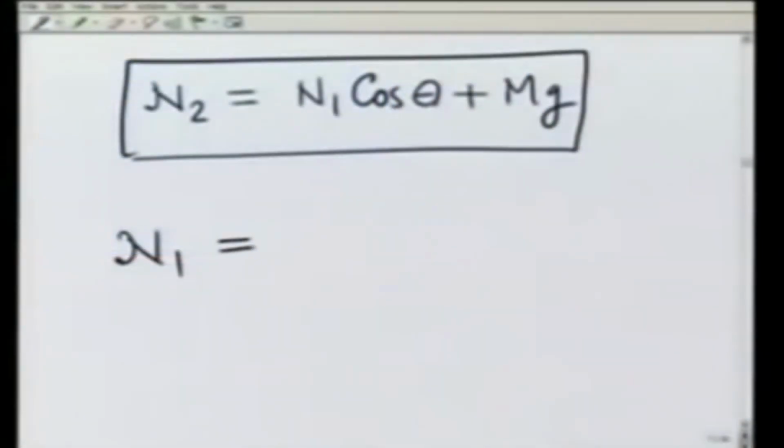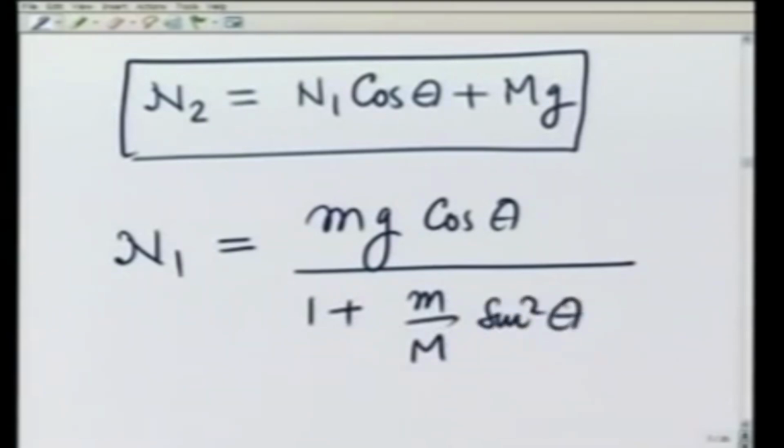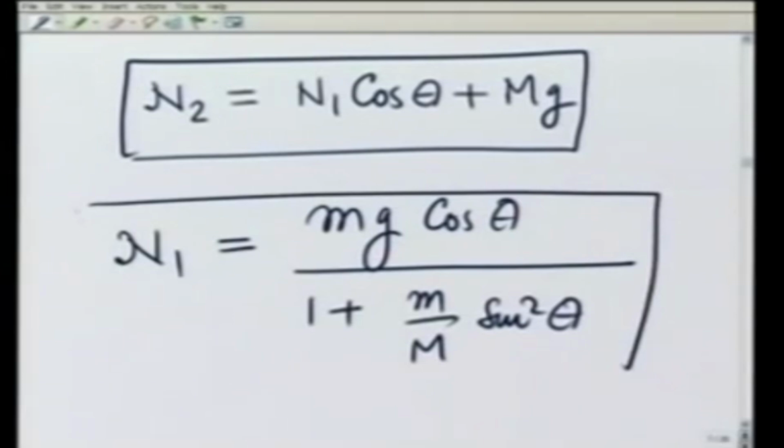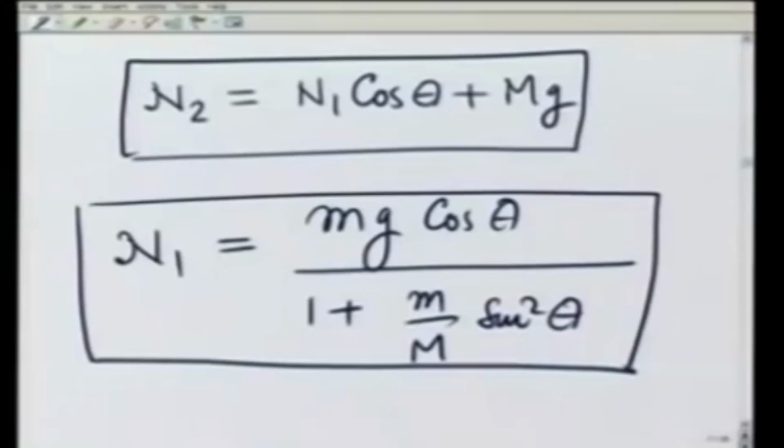N1 is equal to mg cosine of theta divided by 1 plus m over M sine square theta. Once I know N1, which is a constant quantity here, I can calculate all the other quantities, x1 double dot, x2 double dot, y2 double dot, and their integrated forms, the velocities and the displacements, easily.